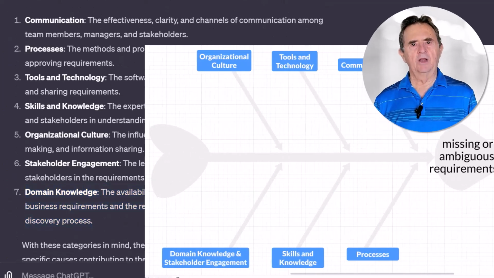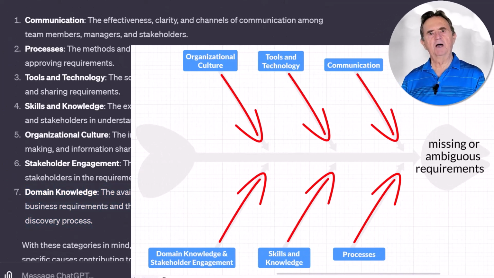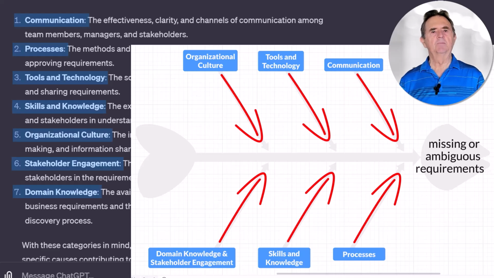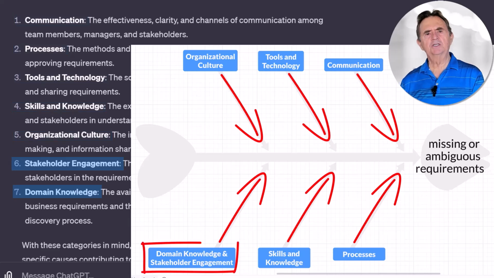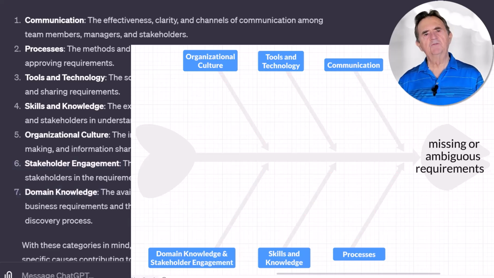To draw your diagram, create lines branching off the spine for each of these categories and label them appropriately. To keep the demo simple, I'm combining the domain knowledge and stakeholder engagement. I also think those two are really closely related anyway. All of these are the bones of your fish.